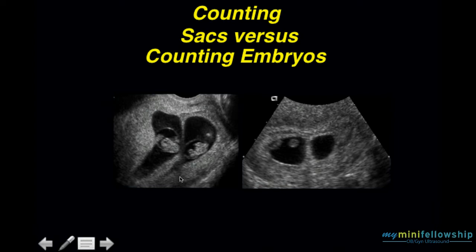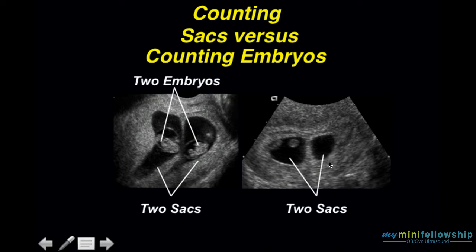Obviously, here we have dichorionic, diamniotic twins. But here we have one embryo, one yolk sac, and an empty sac. This is the typical appearance, obviously, for the disappearing twin.